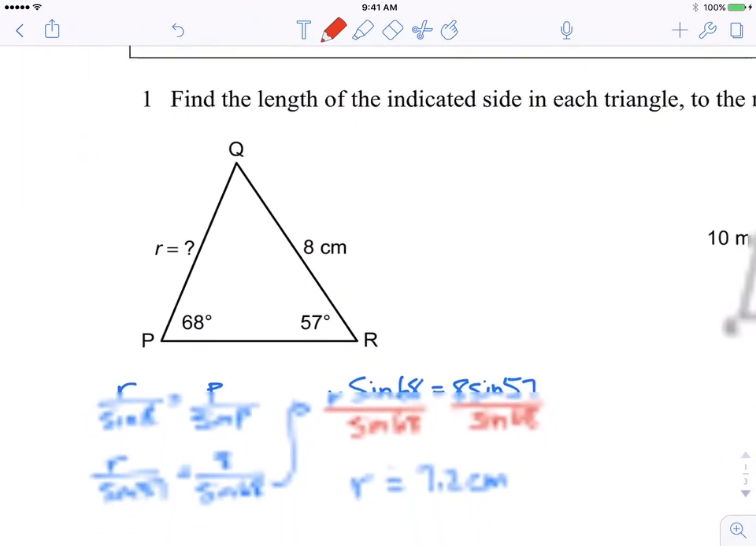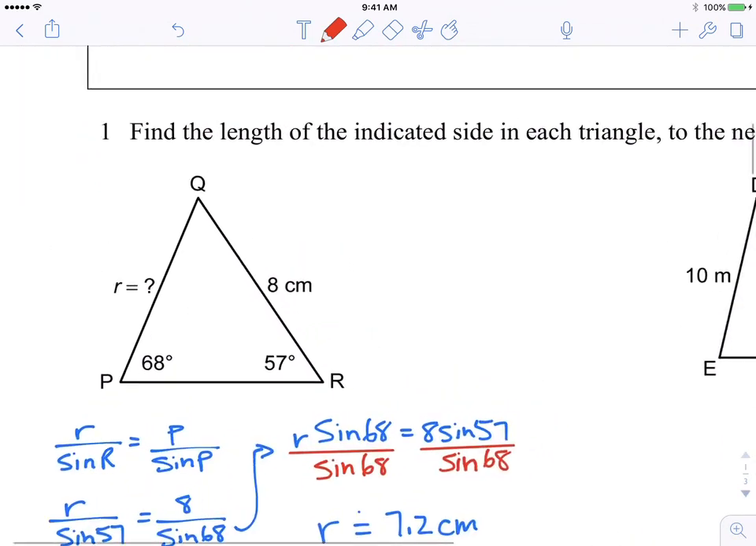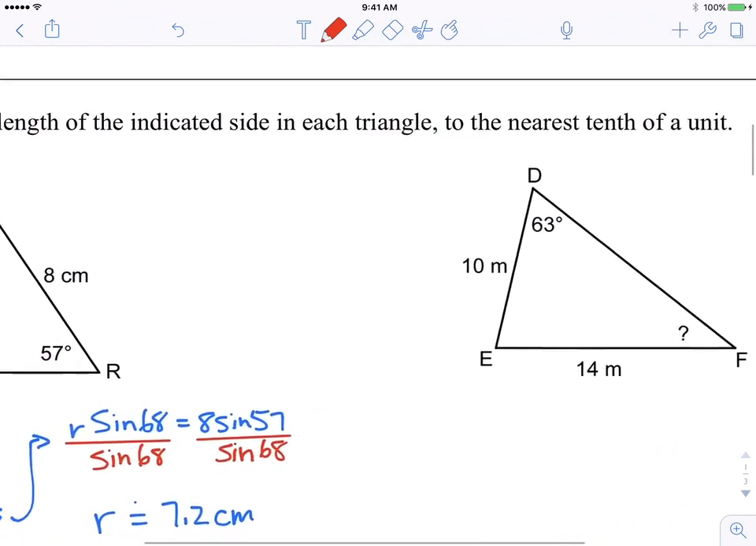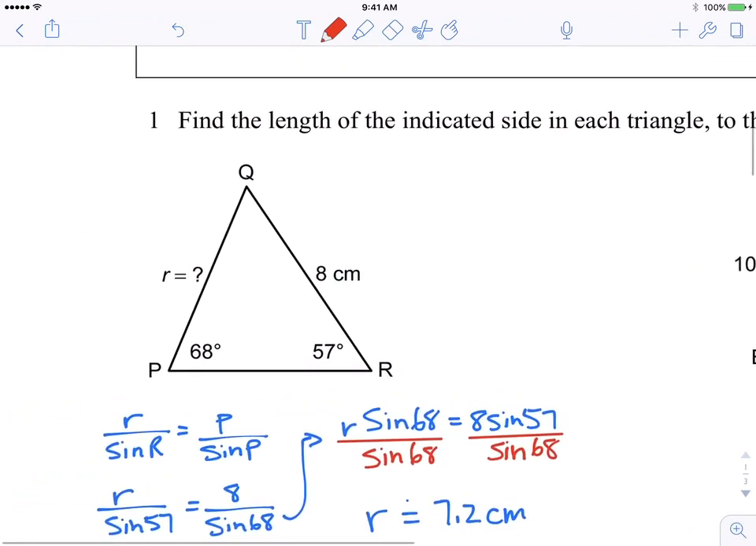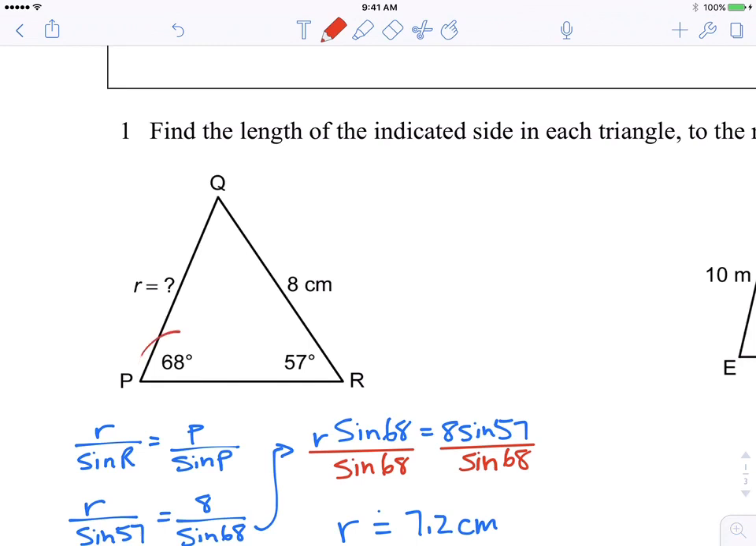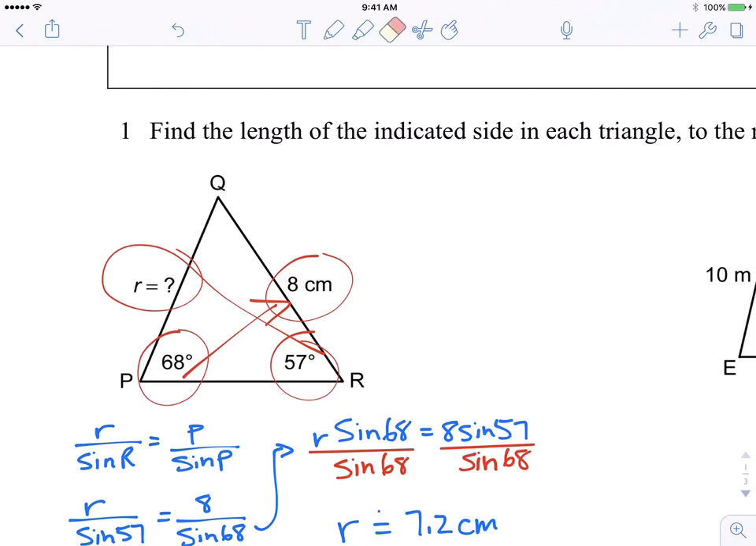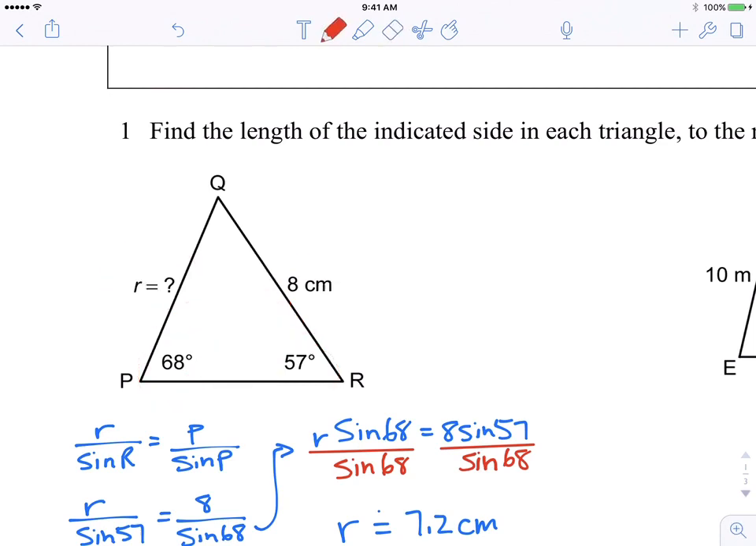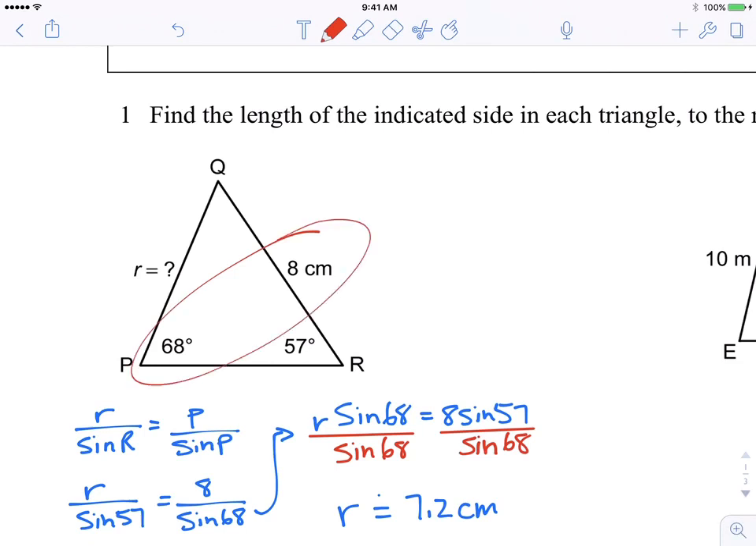So let's take a look at an example here. Find the length of the indicated side of each triangle to the nearest tenth of a unit. So in this triangle here, we are given angle P, and we're also given the corresponding side length, which is 8. And then we're given angle R, but we're not given its corresponding side length. But we can easily solve that because, as long as we have this, this is the key that unlocks everything.